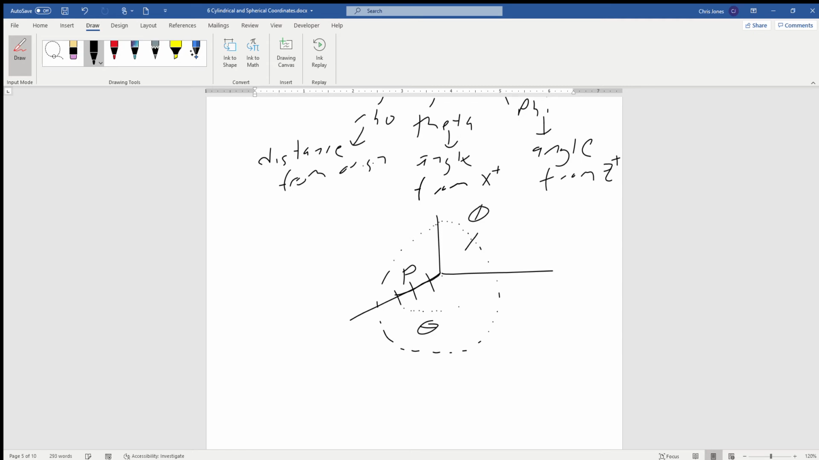Maybe phi stops right about there. Theta is going to be this angle, and so essentially all we're doing is taking this rho, which is our distance, and sweeping that out somewhere onto the sphere. So we're probably ending up right about over here somewhere. So it's a point somewhere on the surface of the sphere is what we're looking at.